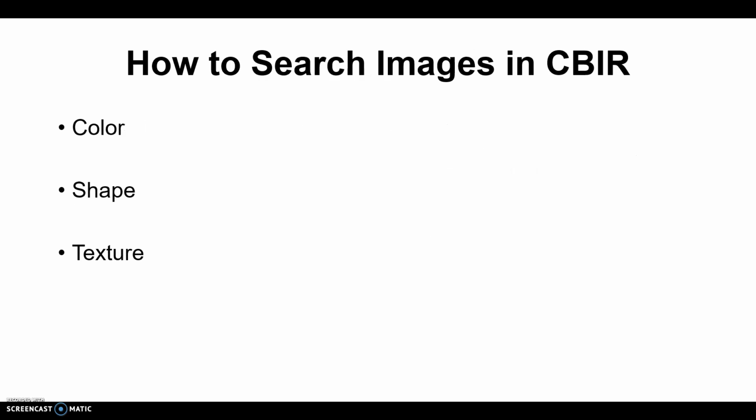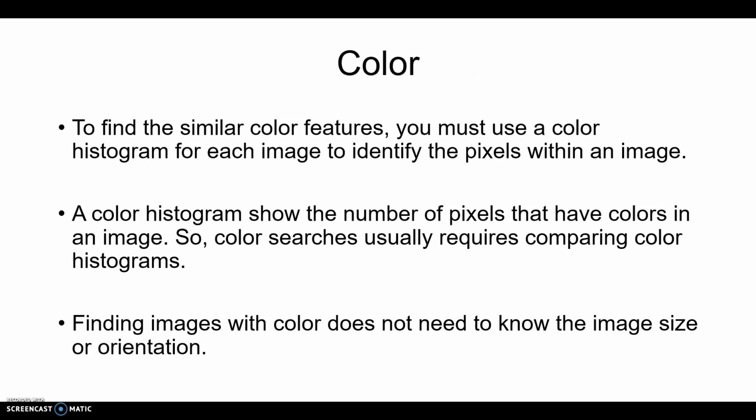So how do you search images in CBIR? It will be color, shape, and texture. And in the following slides, I will discuss each one to give you an understanding of what each means. To find images with similar color features, you must use a color histogram for each image to identify the pixels within an image. A color histogram shows the number of pixels that have each color in an image. So color searches usually require comparing color histograms. Finding images with color does not need to know the image size or the orientation.